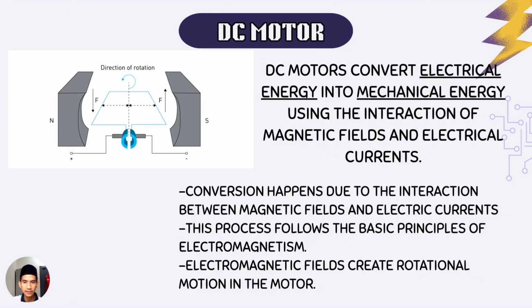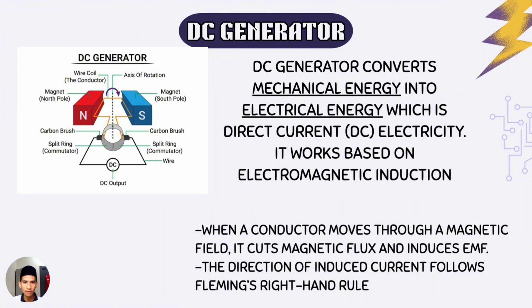Next, the DC generator. A DC generator converts mechanical energy into electrical energy, which is direct current or DC electricity. This process works based on electromagnetic induction. When a conductor moves through a magnetic field, it cuts magnetic flux and produces an electromotive force or EMF. This induced EMF causes current to flow in the circuit. The direction of the induced current is determined using Fleming's right-hand rule.